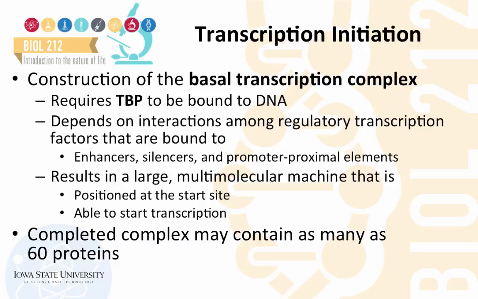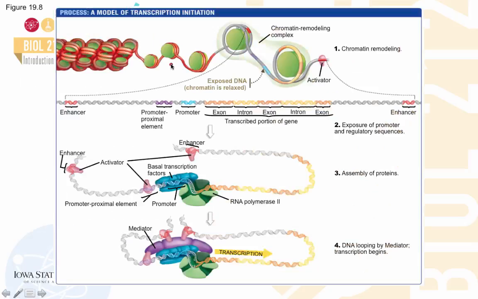The construction of the basal transcription complex results in a large multimolecular machine that is positioned at the start site and is able to start transcription. This completed basal transcription complex may contain as many as 60 different proteins. This image shows a model of transcription initiation.